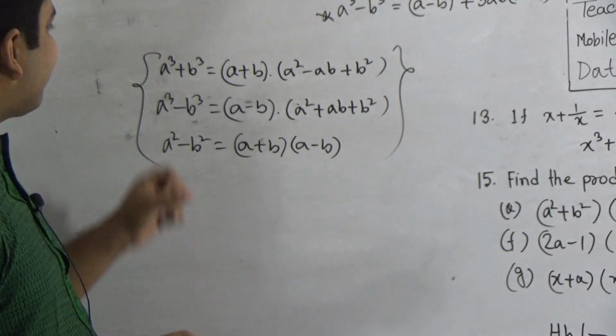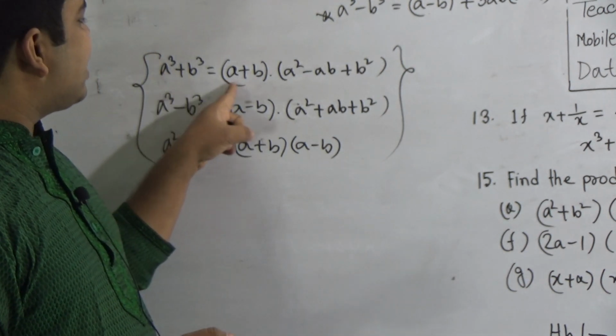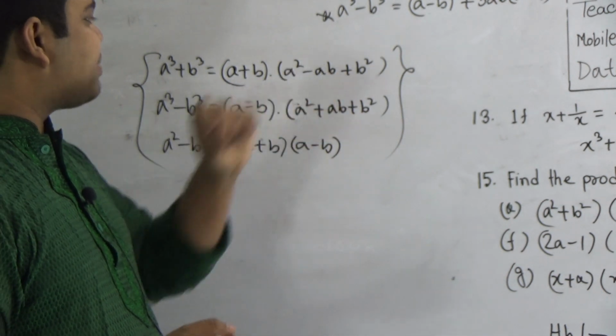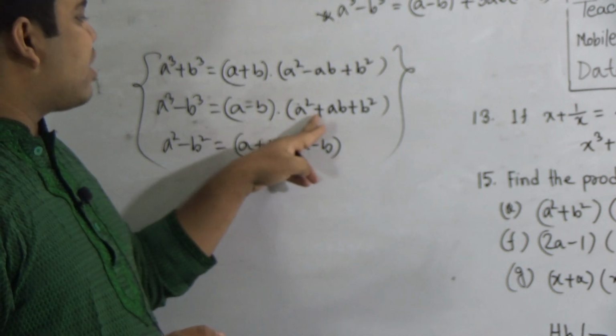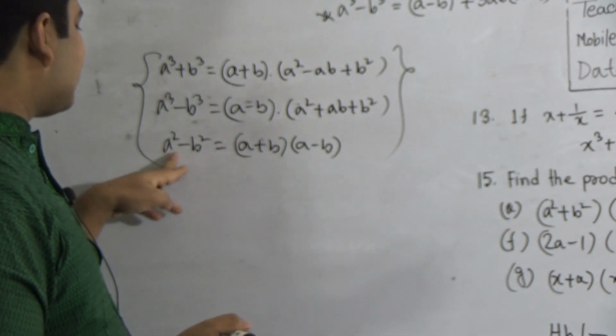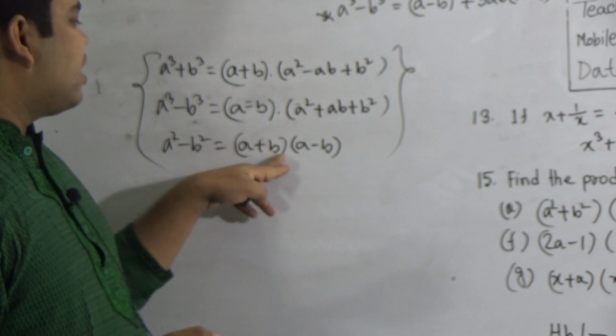We can write a cube plus b cube equals a plus b into a square minus ab plus b square, or a cube minus b cube equals a minus b into a square plus ab plus b square, or a square minus b square equals a plus b into a minus b.